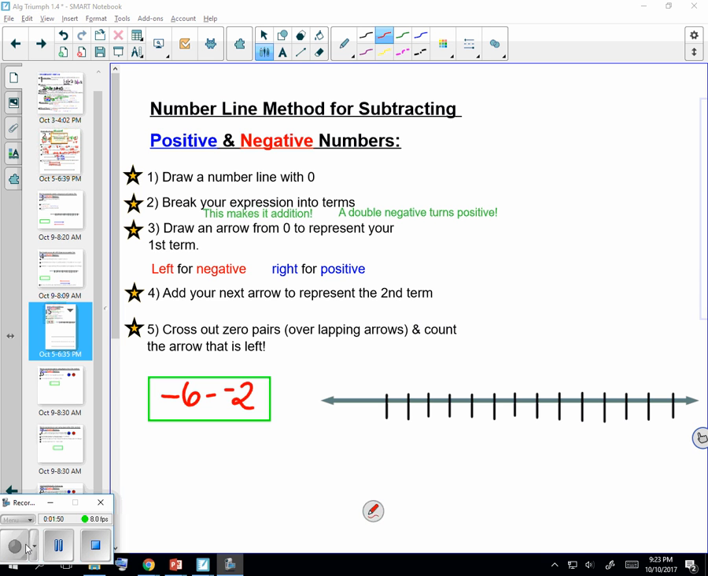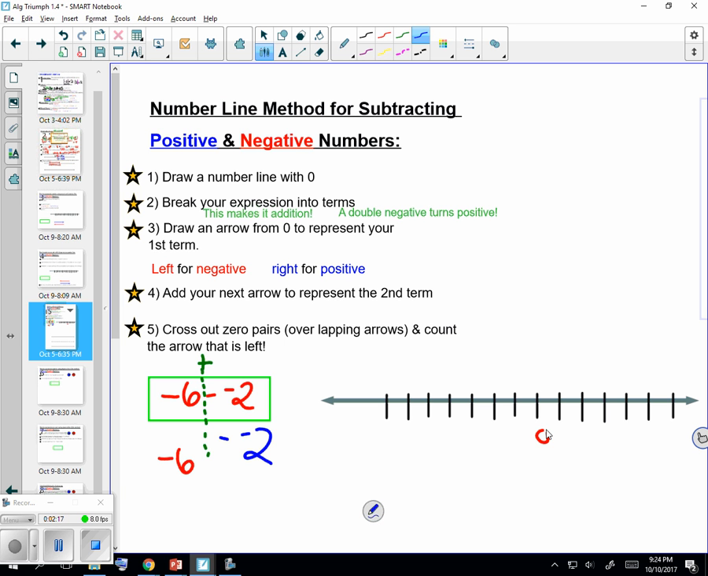Let's do another one. Draw a number line with 0. Step 1. Break your expression into terms. When you do this, it turns into addition. So I have a hidden addition sign in here. What are my terms? I have negative 6 and a really funky one, negative, negative 2. Huh. That double negative actually turns into a positive.